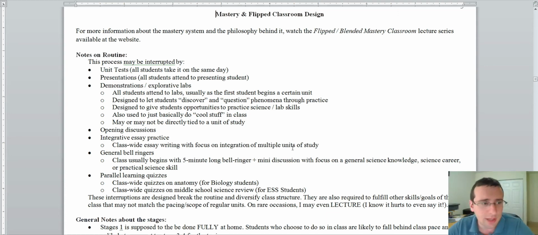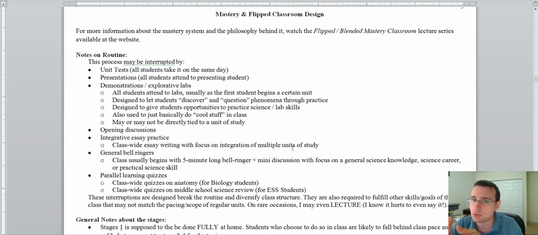Now, I also stop the routine for presentations. A lot of the things that I do throughout the year are project-based learning, which are long-term, and then at the end of those projects sometimes there are presentations, and technology-based presentations, things like PowerPoints, videos, Glogster, things like that, that the students will have to present to the class. And so these presentations will break the routine of the Mastery system, and sometimes we'll do it at the beginning of the class or even a whole class just to allow the students to present their projects.